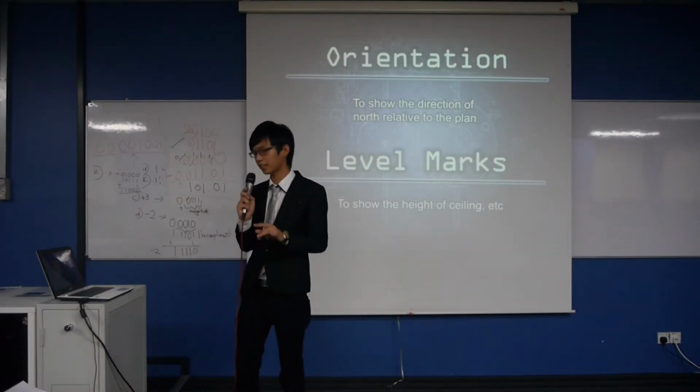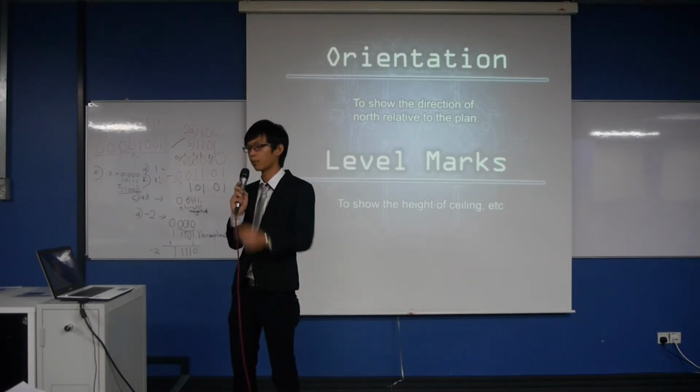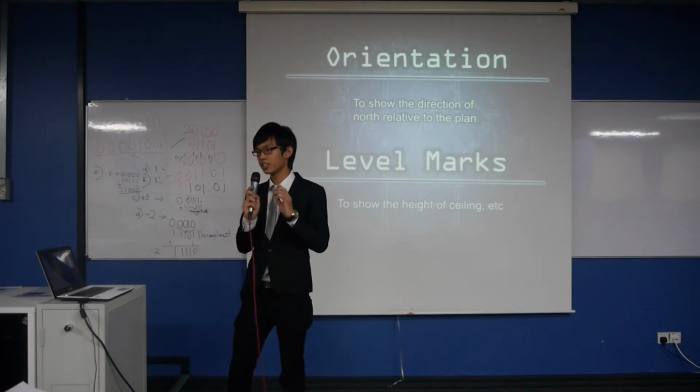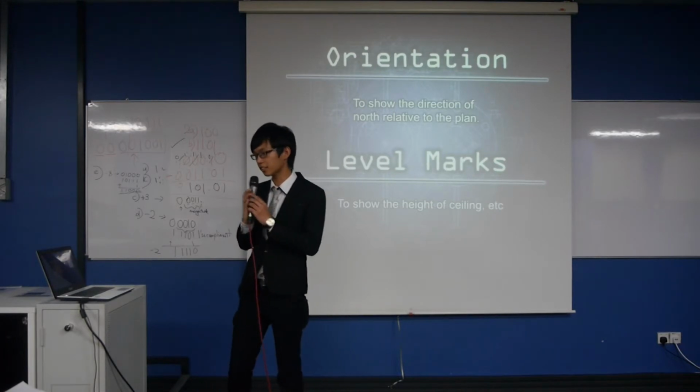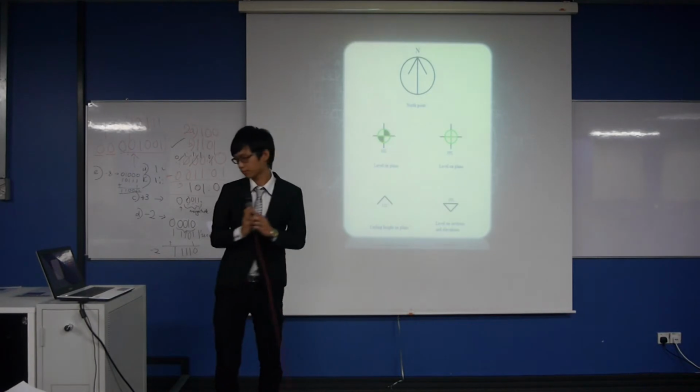Next is the orientation and the level marks. The orientation is used to show the direction of north. All the level marks show details such as the height of the ceiling, etc. This is what they look like.